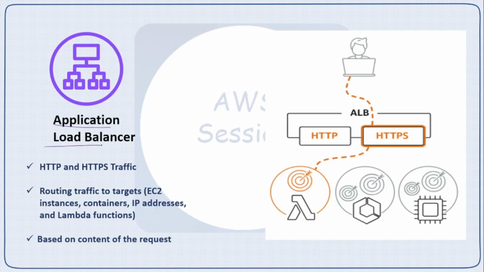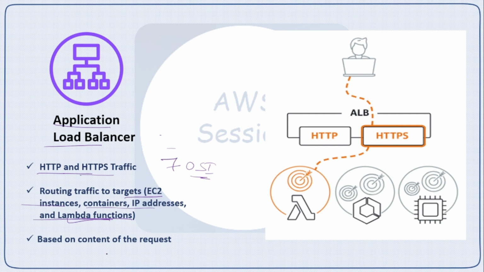Next is the application load balancer. ALB is capable of forwarding HTTP and HTTPS traffic, and it works on layer 7 of the OSI model. It can route traffic to EC2 instances, container IPs, and Lambda functions as well. Lambda we'll see in some time.